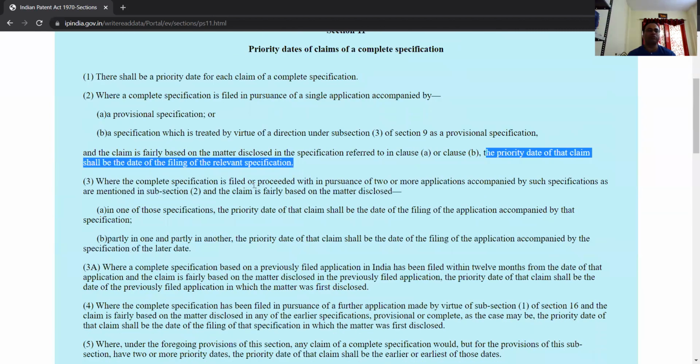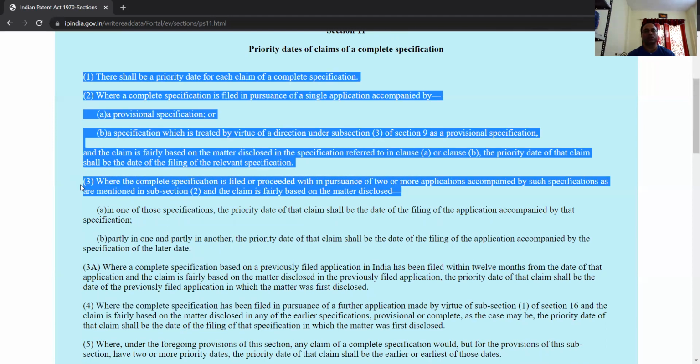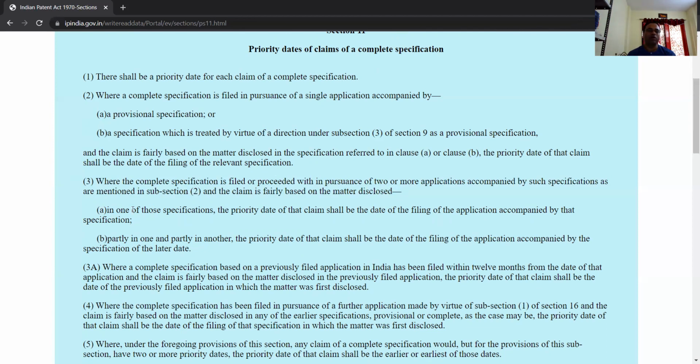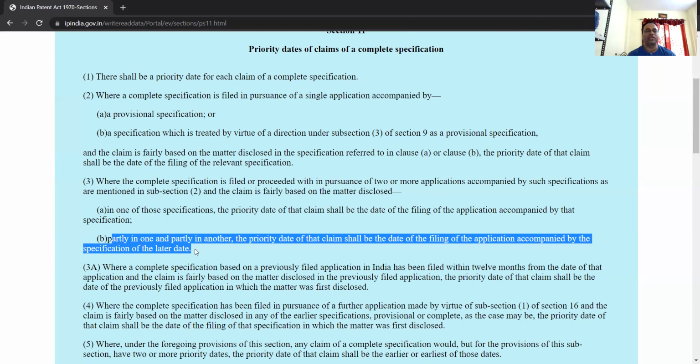Number 3, where the complete specification is filed or proceeded with in pursuance of 2 or more applications accompanied by such specifications as are mentioned in subsection 2, the claim is fairly based on the matter disclosed. So this is what I discussed. Let us read first, then I will tell you. 3A says in one of those specifications, the priority date of the claims shall be the date of filing of the application accompanied by that specification. B, partly in one and partly in another, the priority date of that claim shall be the date of filing of the application accompanied by the specification of the later date. Okay, partly in one and partly in another, then it is the later date.